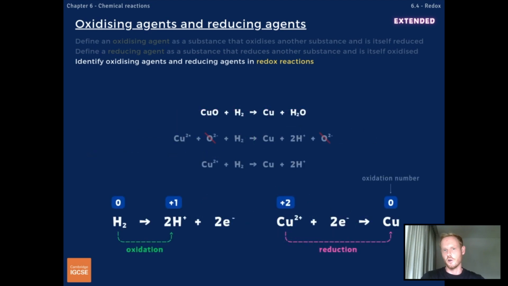In terms of electron transfer, in the same example, by writing out the ionic half equations, we can see that copper-2 oxide is the oxidizing agent because it takes electrons from hydrogen. That is, it oxidizes hydrogen and is itself reduced. Hydrogen is the reducing agent because it gives away its electrons to copper-2 oxide. That is, it reduces copper-2 oxide and is itself oxidized.